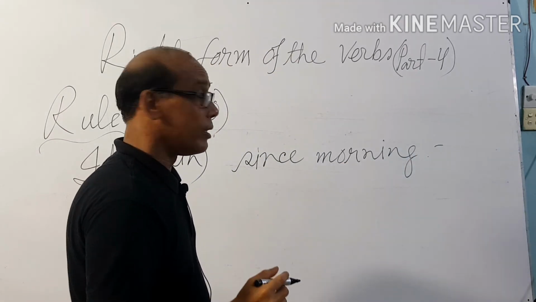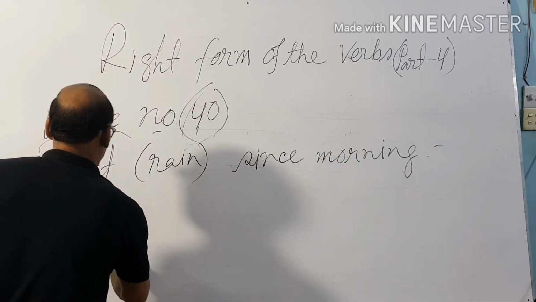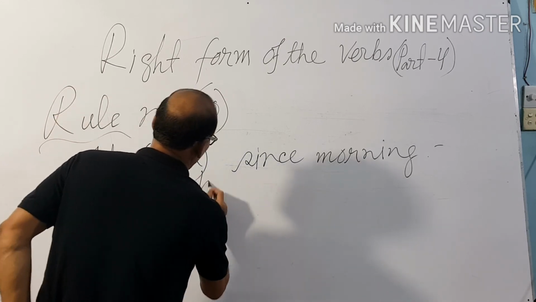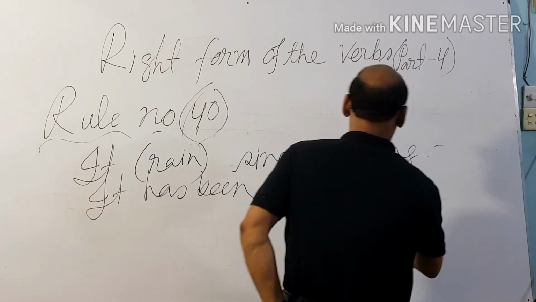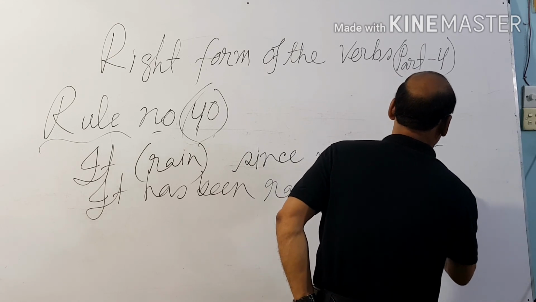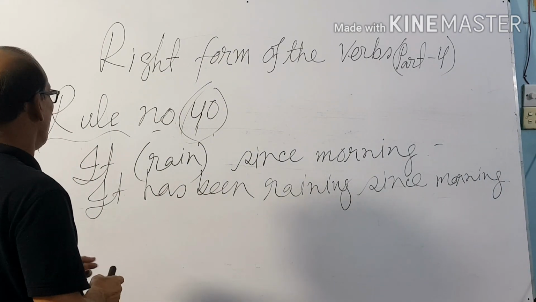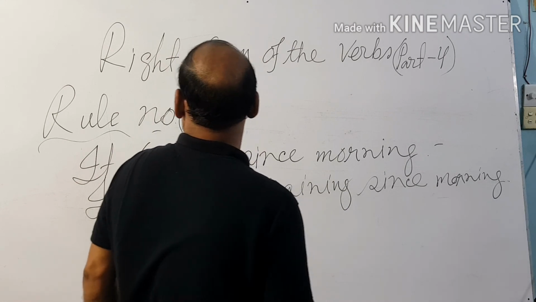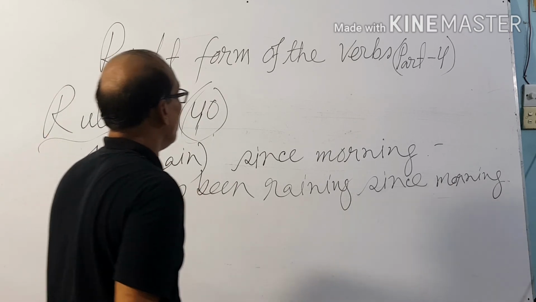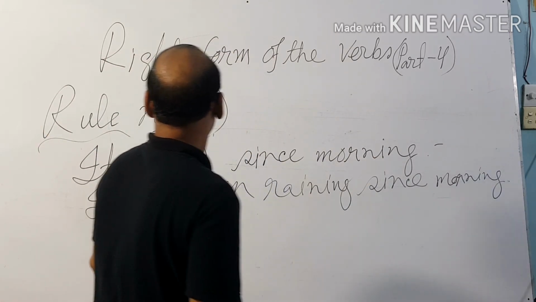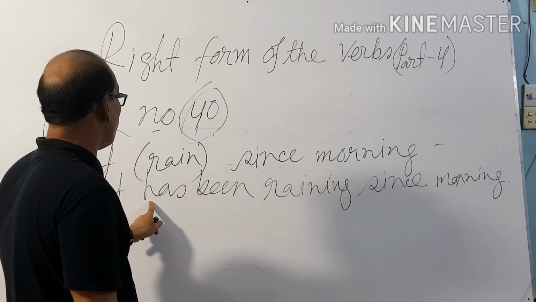Here, since morning, morning is a word indicating time, so we will have to use present perfect continuous tense. So it has been raining. It has been raining since morning. And if it were in that way, with "rain" in the bracket and "for 2 hours", it would also be in the same tense, that means present perfect continuous tense.